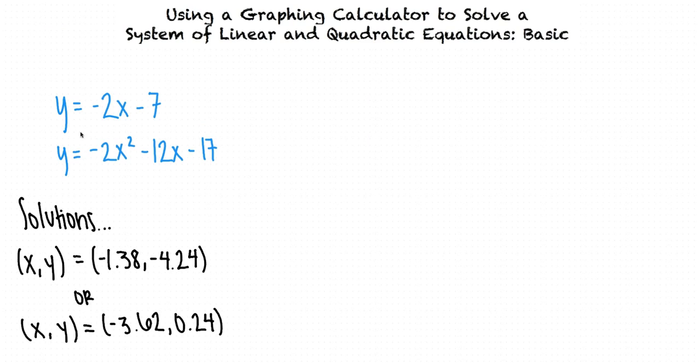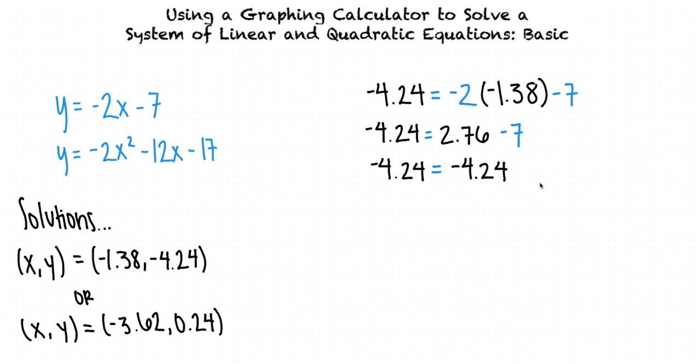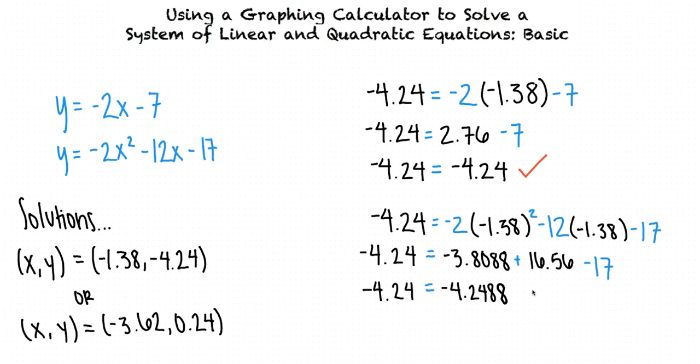Let's take the first equation, y equals negative 2x minus 7, and substitute negative 1.38 in for x and negative 4.24 in for y. We see that this results in a true equation. Now we can substitute negative 1.38 in for x and negative 4.24 in for y into the second equation. When we do this, we get negative 4.24 equals negative 4.2488. But negative 4.24 does not equal negative 4.2488. Does that mean we made a mistake? Probably not. That discrepancy is most likely caused by the fact that we rounded our answers for x and y to the nearest second decimal place when we did the problem. To be sure that our answer is correct, we could go back and do the problem again to check our work. Can we check the second point of intersection?